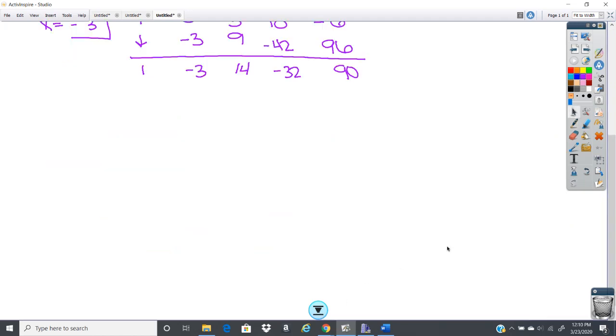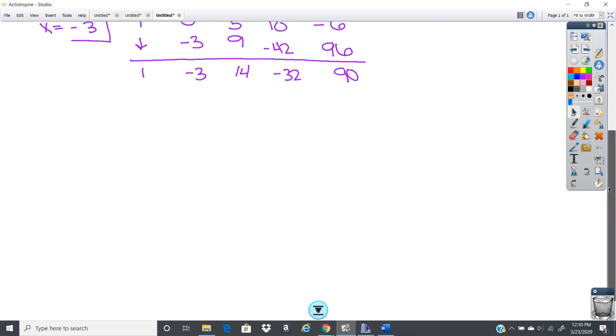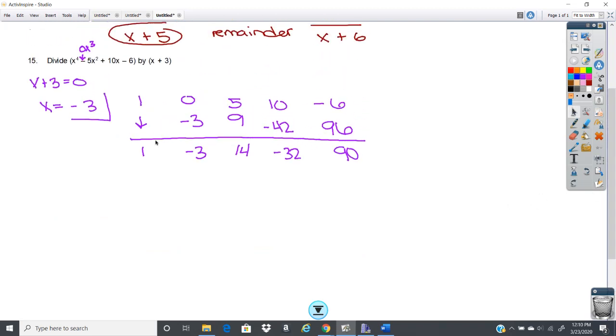So let me go up here. Okay, so we went 1 degree down from x to the 4th. So we'll start with an x cubed. So this is a 1x cubed, so just x cubed, minus 3x squared, plus 14x to the first, minus 32, and then we have a remainder, so we say plus 90 over, what do we divide by, x plus 3. And that's our solution.